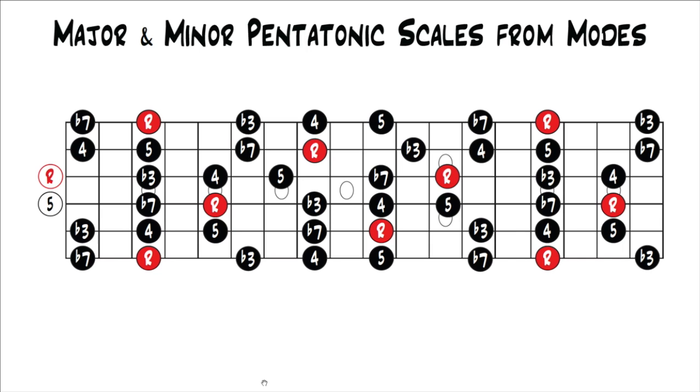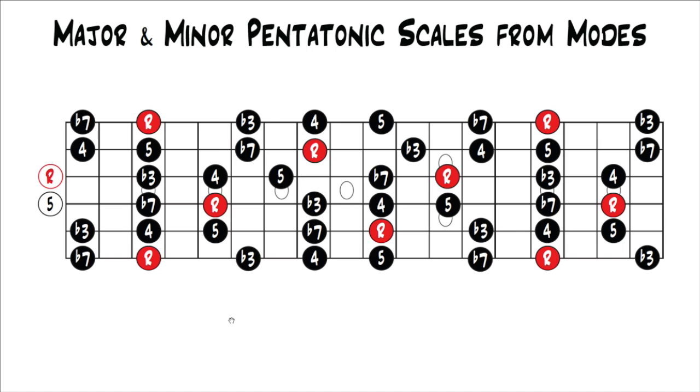So within each of the major modes lies the major pentatonic scale, and within each of the minor modes lies the minor pentatonic scale. Like I said, the only place you can't find a minor or major pentatonic scale is out of Locrian mode, and that's because Locrian has a flat 5, and the major and minor pentatonic scales have perfect fifths.